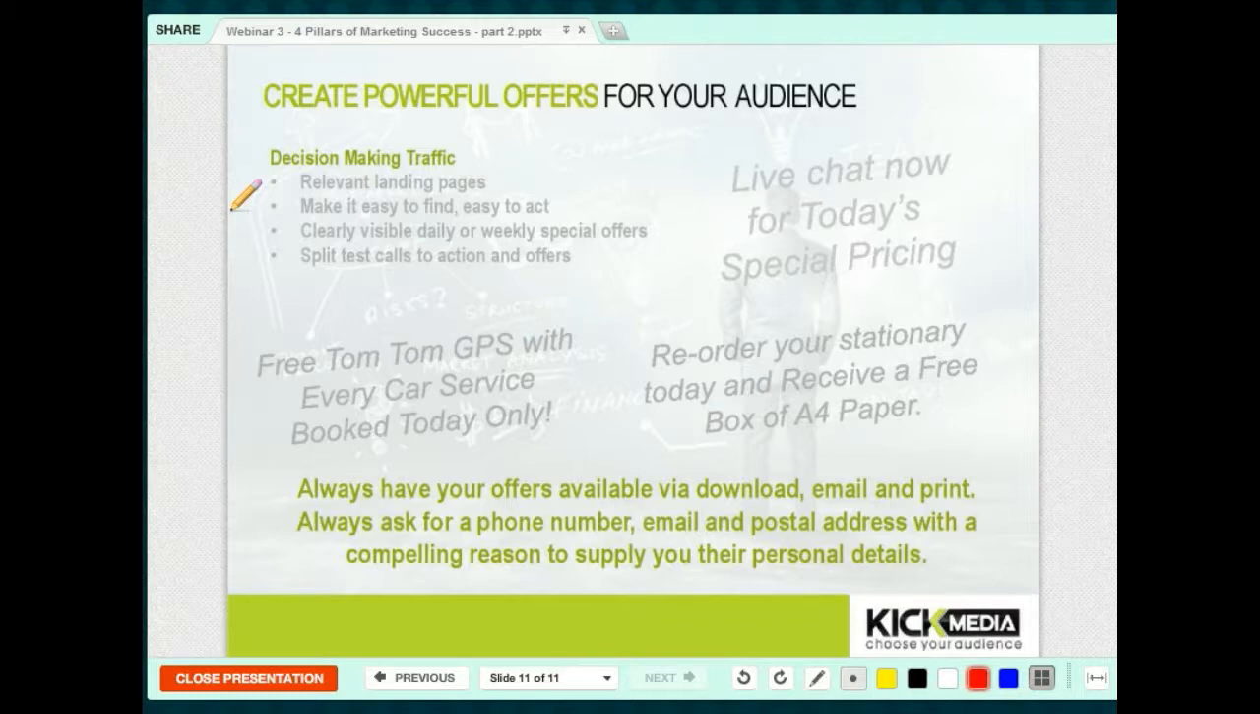So again, you need to think of special offers. It doesn't always have to be discounting. What can you do? It's all perception. Clearly visible daily or weekly special offers, again, work really well. And split test those calls to action and offers. And look, here's some examples. Instead of just having a live chat, have a live chat now for today's special pricing.